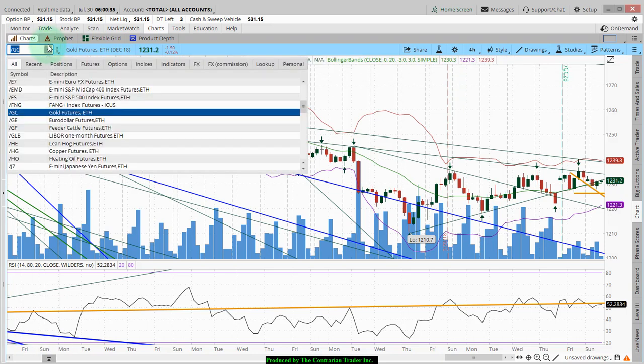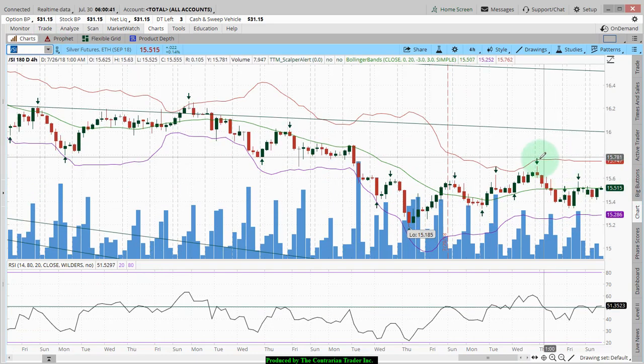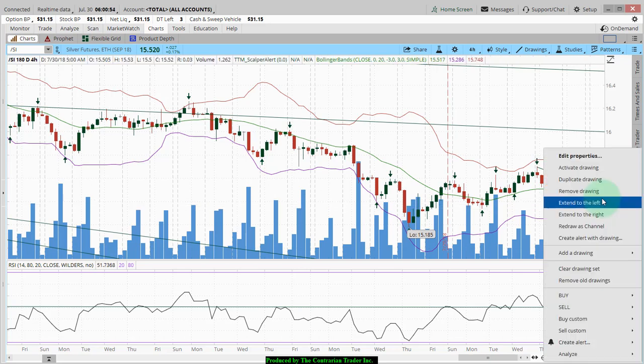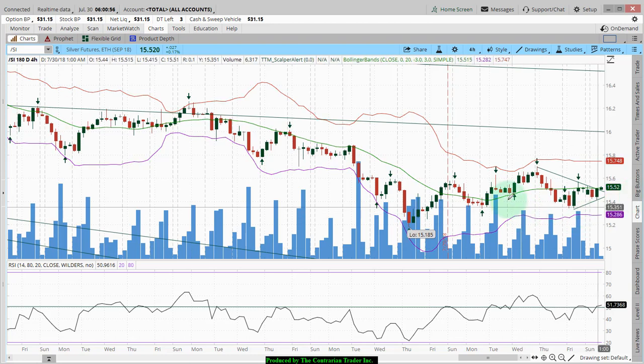Now, taking a look at silver, silver is up slightly, yet we have broken out on this 4 hour chart. So that's a bullish setup. I think silver is going to have a good day. And we are currently long a small position of silver.